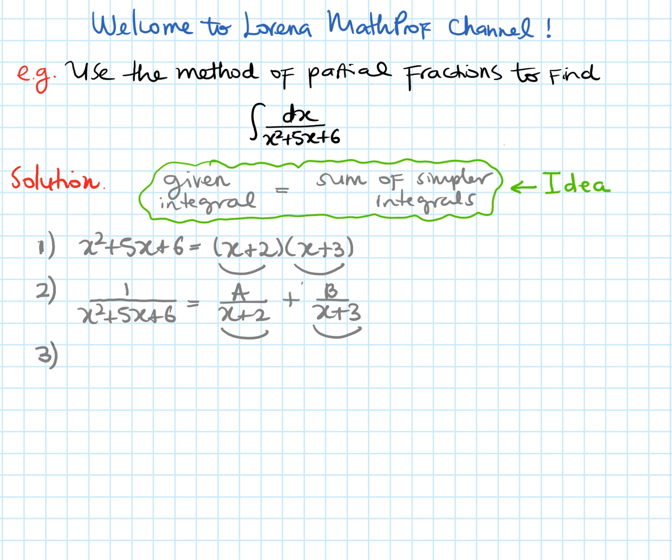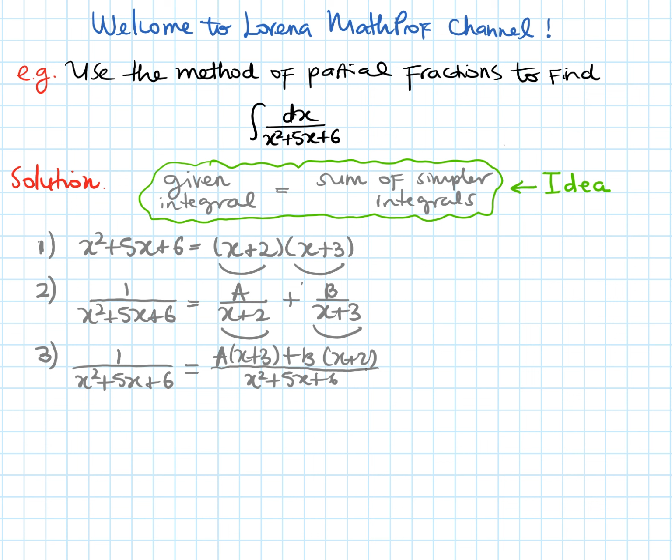Third, we find the value of those constants involved in the decomposition of the fraction. So we want to find a and b so that 1 over the quadratic equals a over x plus 2 plus b over x plus 3. So we want 1 over x squared plus 5x plus 6 to be equal to, and we add the fractions on the right. To add fractions, we find a common denominator, and that would be the product. So that's the quadratic again. And on top we have the cross product of numerators and denominators added up.